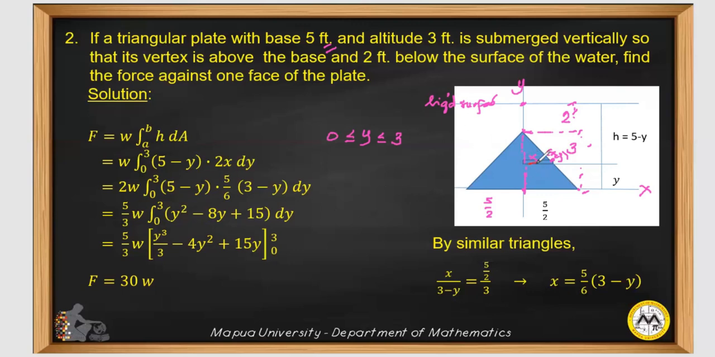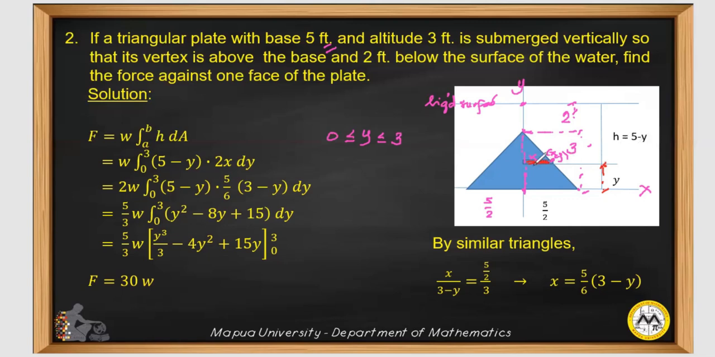Okay, consider this as the typical element. The distance of the element from the x-axis is y. So this is y. And the distance of the element from the liquid surface is h. And how do we get h? If this is y, and this is 3 plus 2, that is 5. So h is equal to 5 feet minus y. So h is 5 minus y.